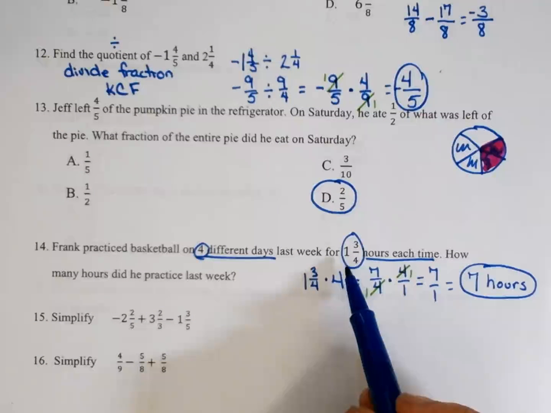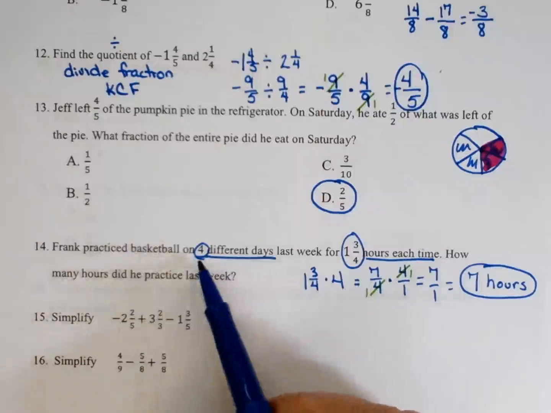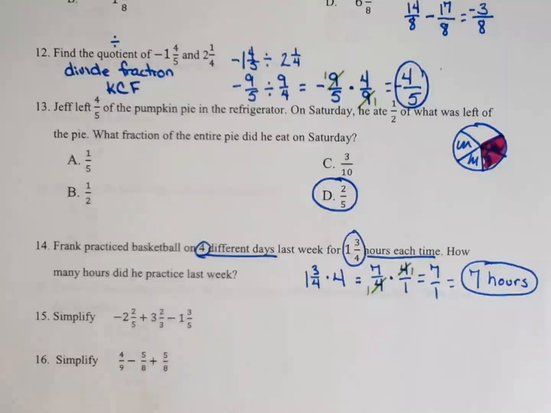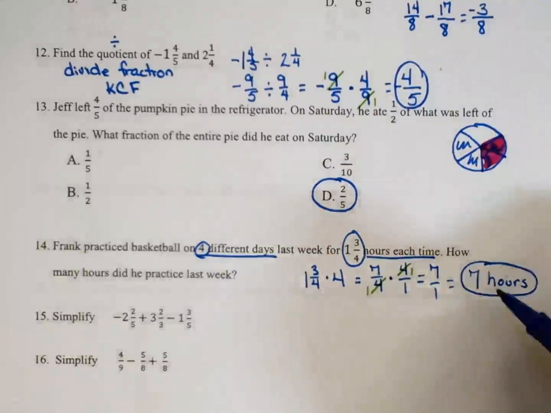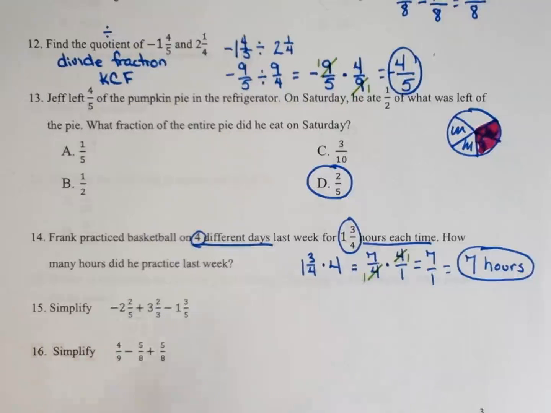And I can check how reasonable that is, because 1 3/4 hours is close to 2 hours. It's 15 minutes shy of 2 hours. So 15 minutes shy of 2 hours for 4 days, that would be 4 times 2, which is 8. If I take 15 minutes away for each of the 4 days, that takes an hour away, so I'm at 7 hours. So I know my answer is reasonable. Okay?